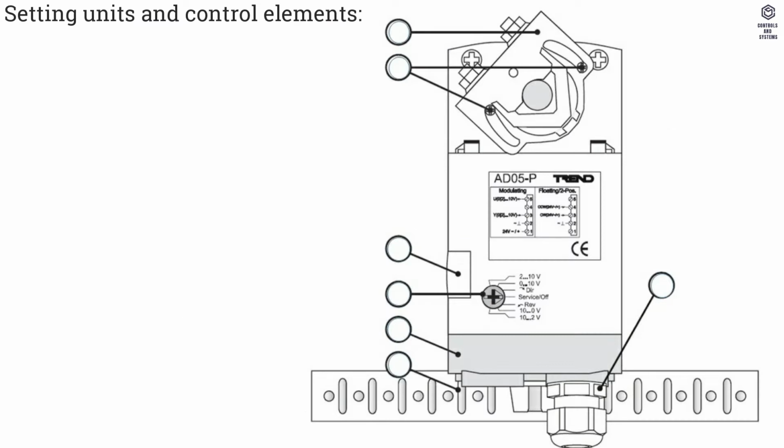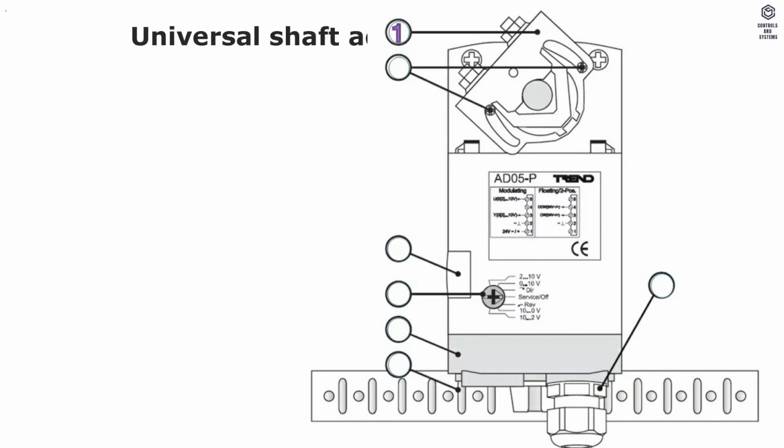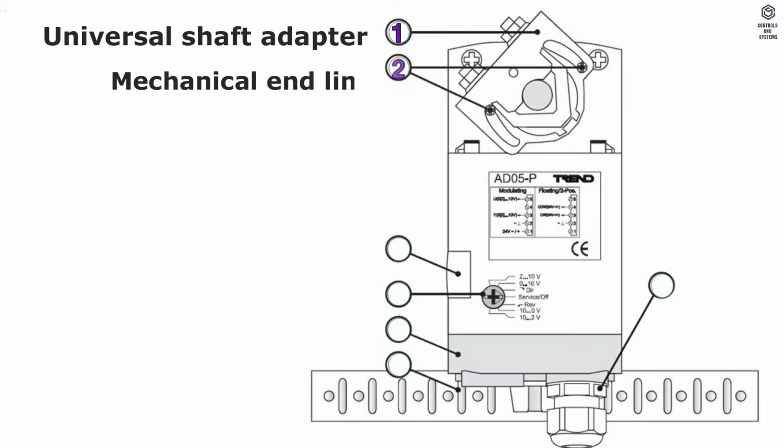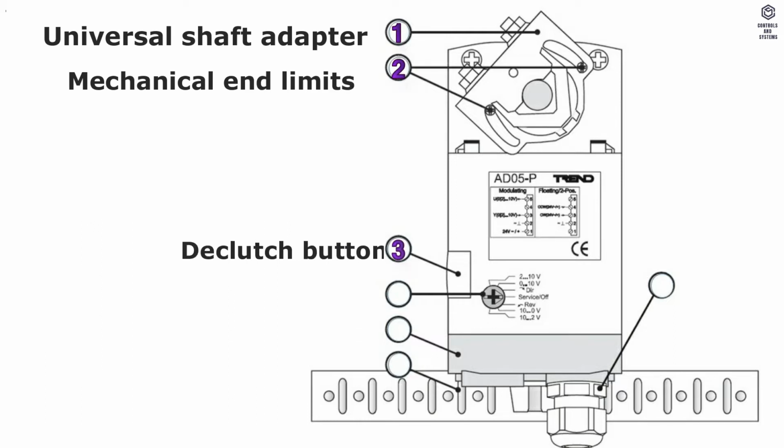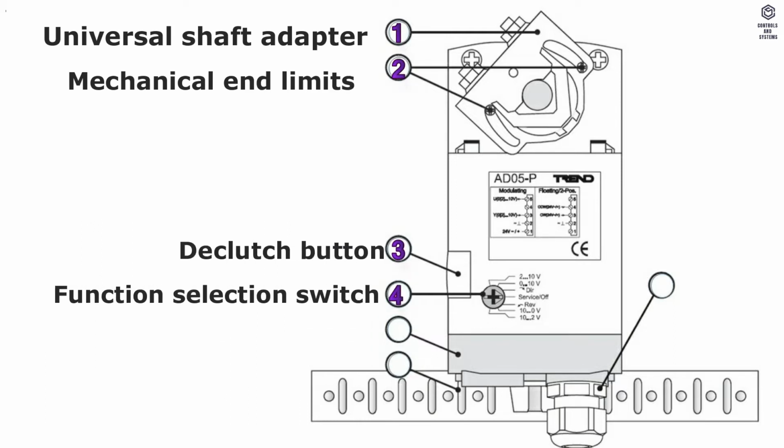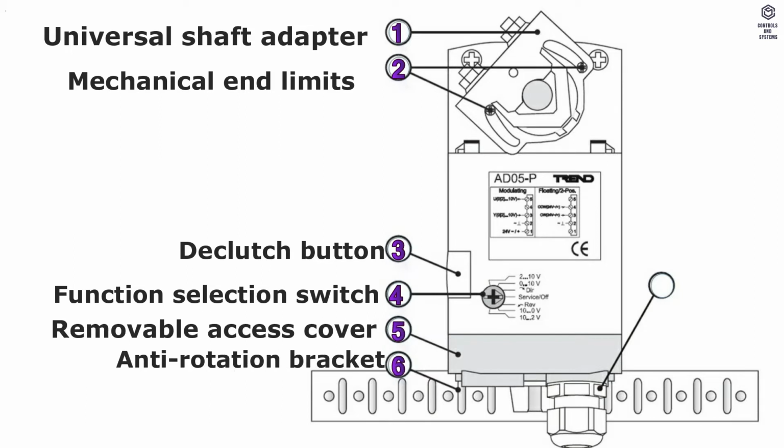Setting units and control elements: 1 is universal shaft adapter, 2 is mechanical end limits, 3 is D-clutch button, 4 is function selection switch, 5 is removable access cover, 6 is anti-rotation bracket, 7 is M20 cable gland.